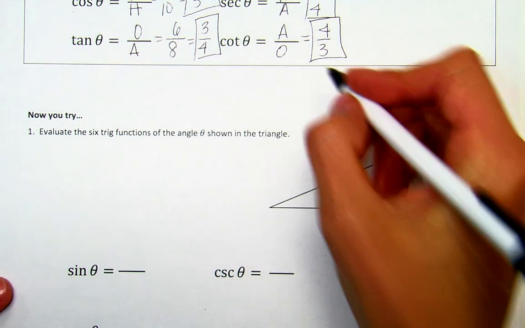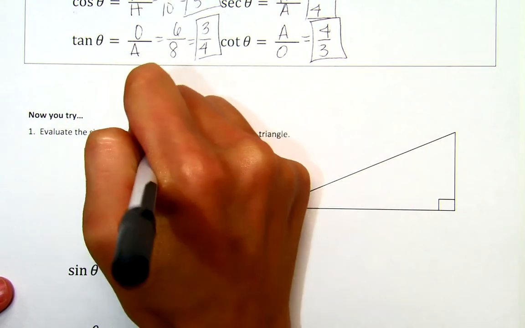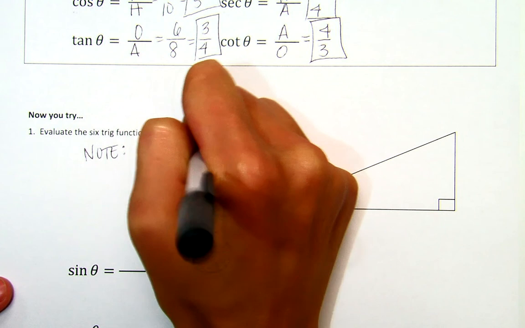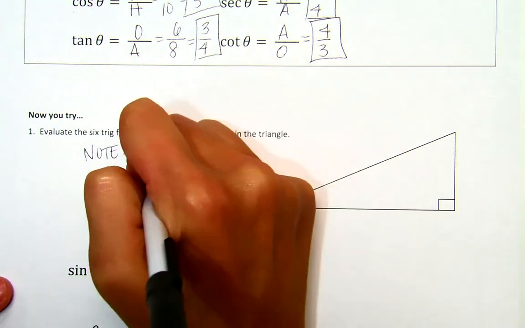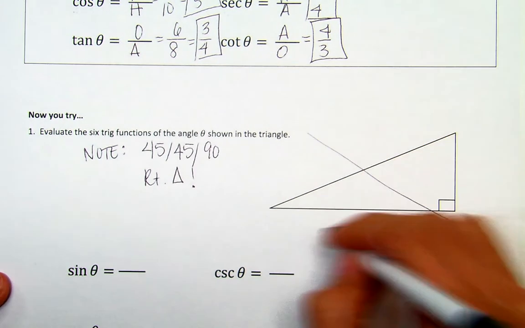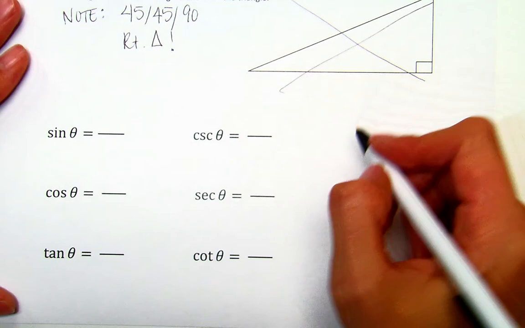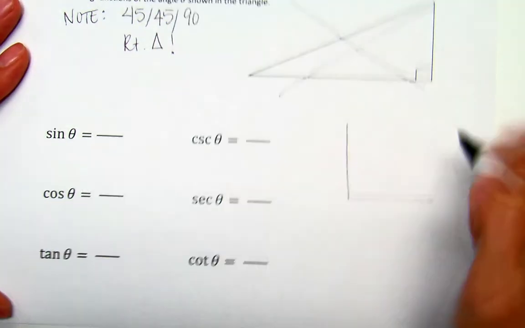So I'm going to pretend for a minute. I'm going to write a note on here. Pretend this is a 45, 45, 90 special right triangle. Okay? So I'm going to actually redraw the triangle I want you to use for this example to bring to class the next time we're all together.